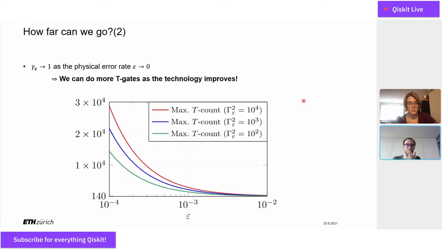So here I have just some small picture that illustrates what I said already. On the x-axis, you see the noise rate on the hardware. On the y-axis, you see the maximal number of T gates that we can run. The red, blue, and green lines are just different values of the maximum number of shots that we're willing to take. And you can see that as epsilon becomes smaller, the number of T gates that we can realize grows extremely quickly.